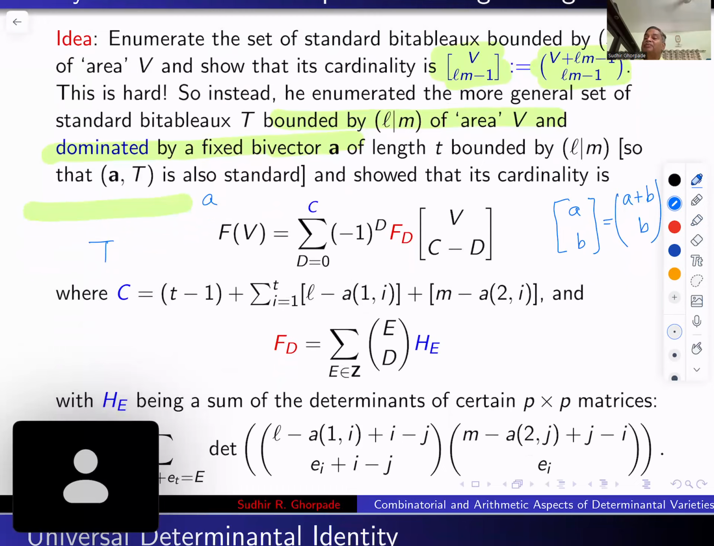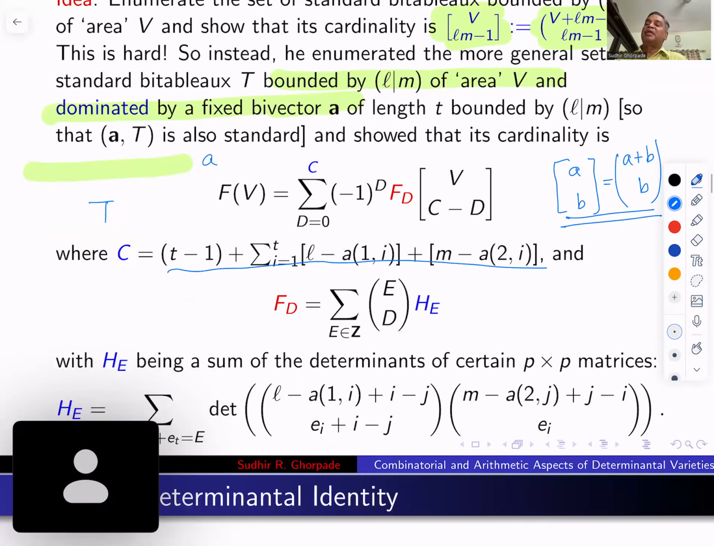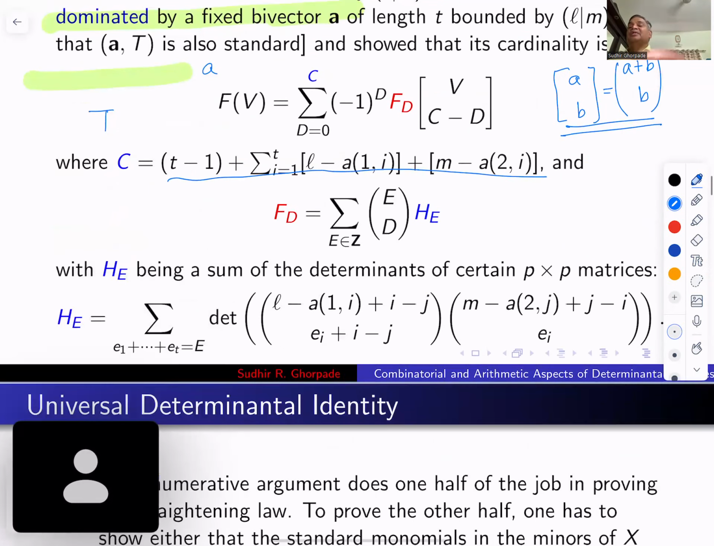to the power d, f sub d, times v plus c minus d choose c minus d. Remember, I have used this notational thing where c is this fixed constant, which essentially corresponds to the dimension of the corresponding variety. I will explain that. And f_d are given by sums of e choose d times some other number h_e, and h_e is again a complicated object, but it is a sum of determinants of matrices whose entries are products of binomial coefficients, and then the sum is taken over some parameters which add up to e. And this is, as you can well imagine, a remarkable formula and not very easy to prove.